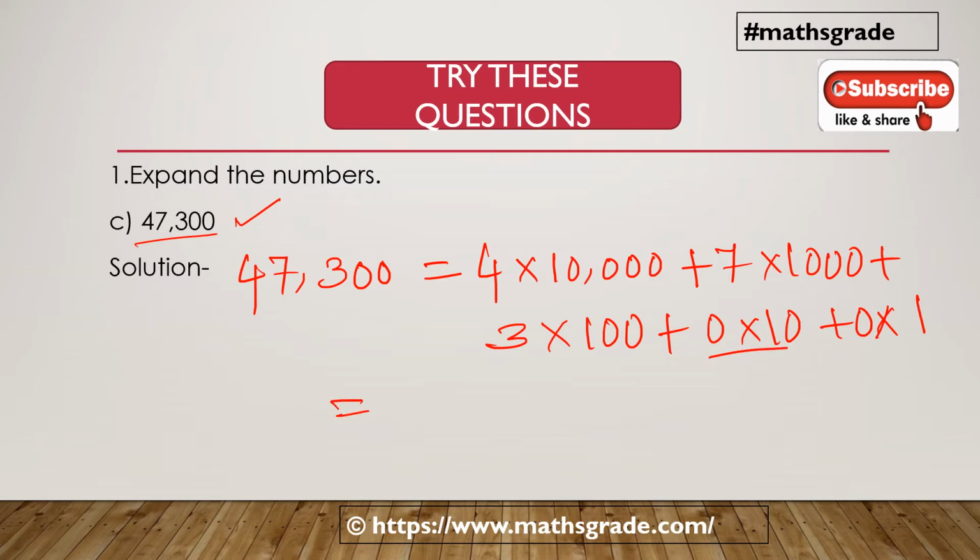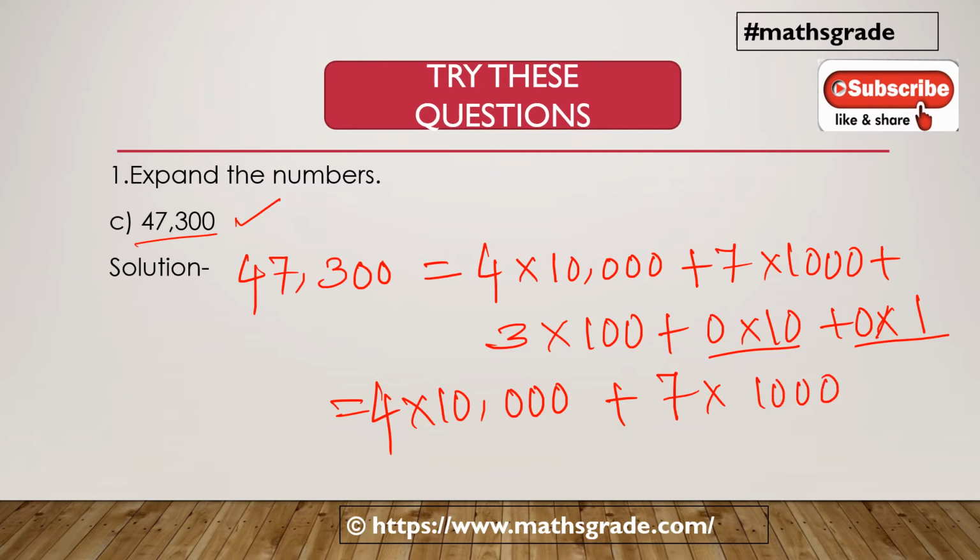And 0 multiplied with 10 is 0, so we don't need to write it down, and 0 multiplied with 1 is also 0, so we don't need to write down 0 multiplied with 10 and 0 multiplied with 1. So 4 multiplied with 10,000 plus 7 multiplied with 1,000 plus 3 multiplied with 100. This is the expansion of 47,300.